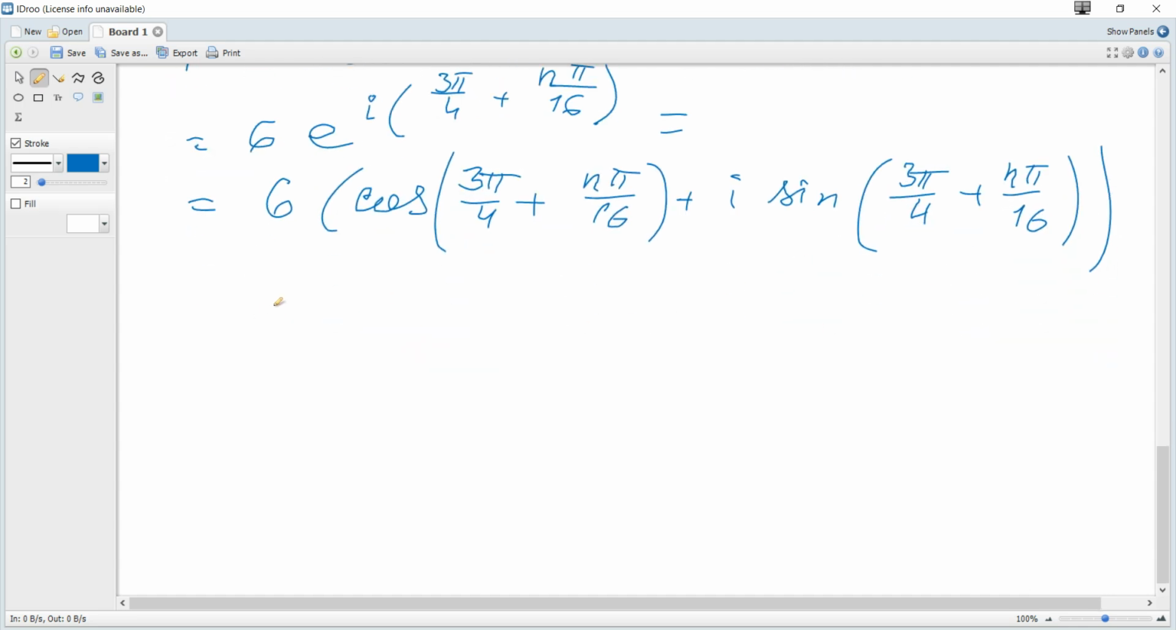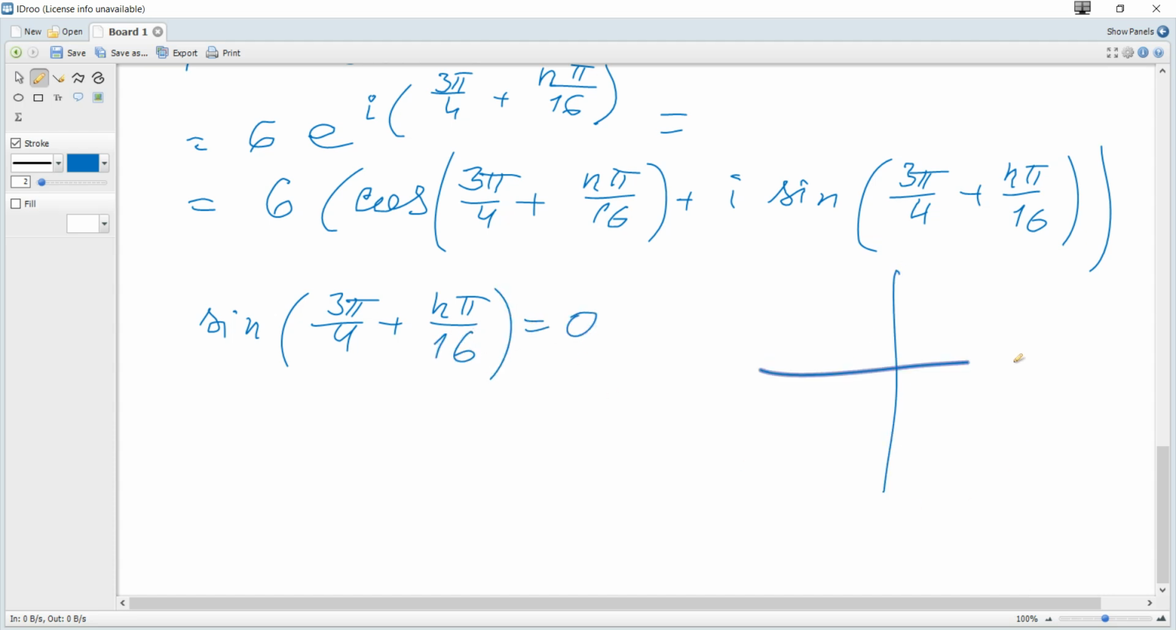And to be real, this must be 0. When it is 0, you can see that it will be a real number. To be real, sine of 3 pi over 4 plus n pi over 16 must be 0.